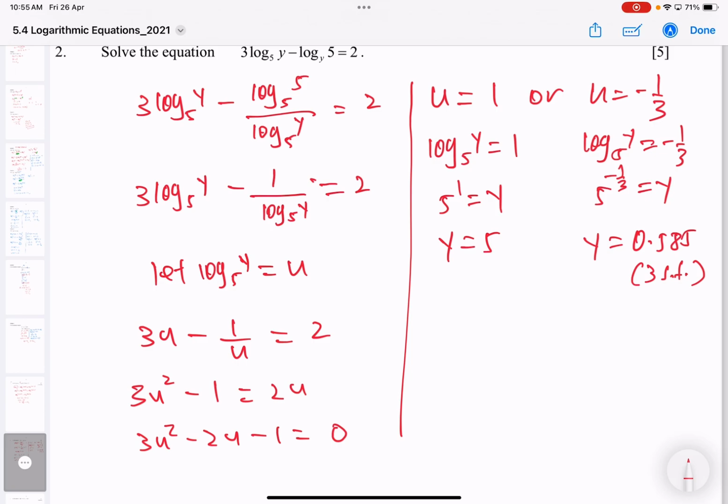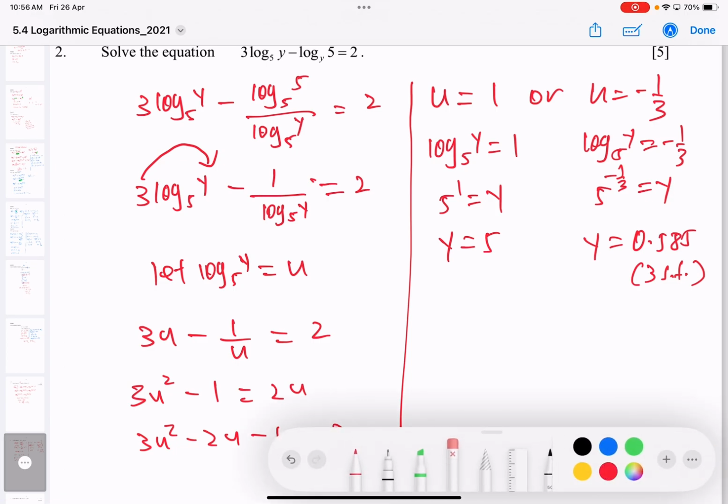Yes, you can. Wait. But the thing is, if you move this 3 to the y, then you cannot do substitution anymore, because this is not the same as that one. If you push it to the y here, then what are you going to substitute as u?